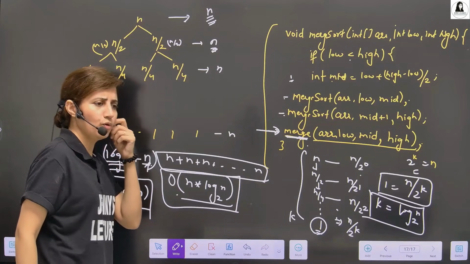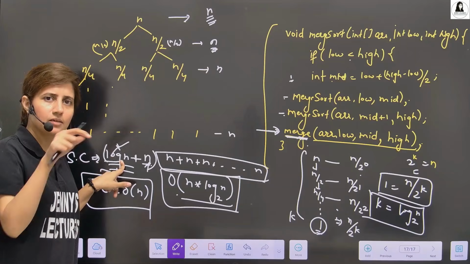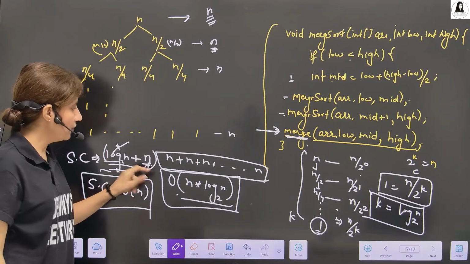Okay. Maybe you follow the iterative approach. In that case, you don't need this log n, because that is in recursion only. We need the call stack. There we need extra space n.